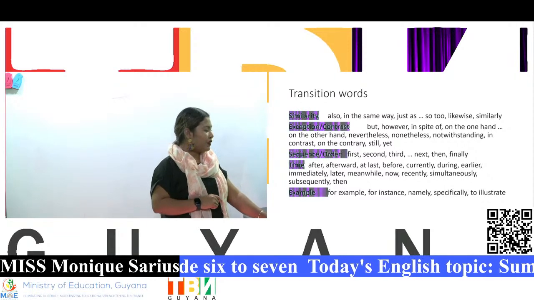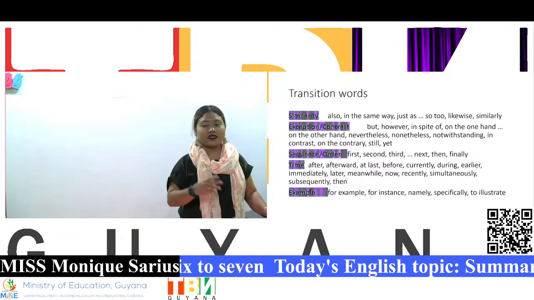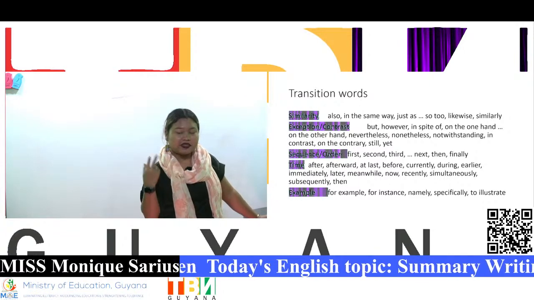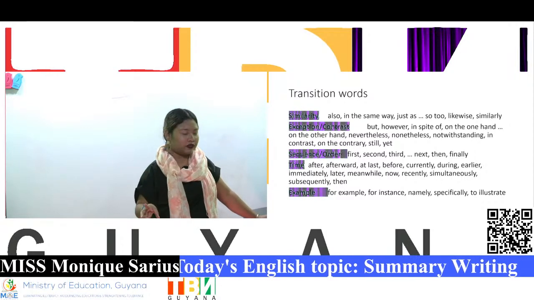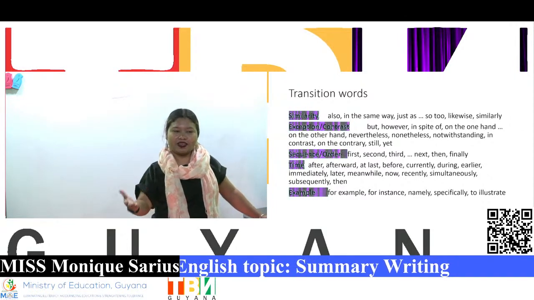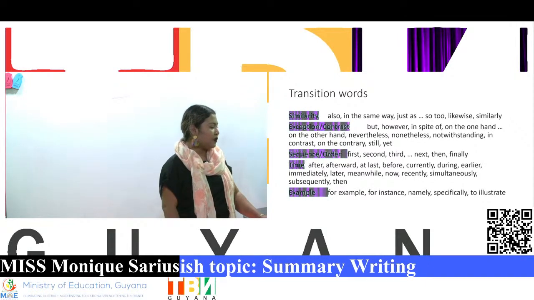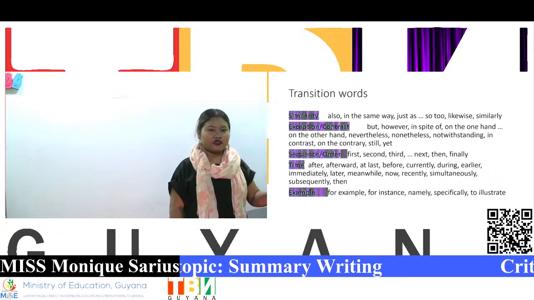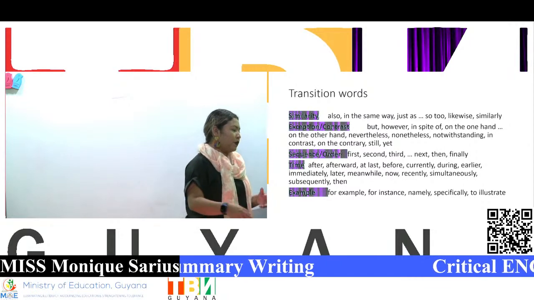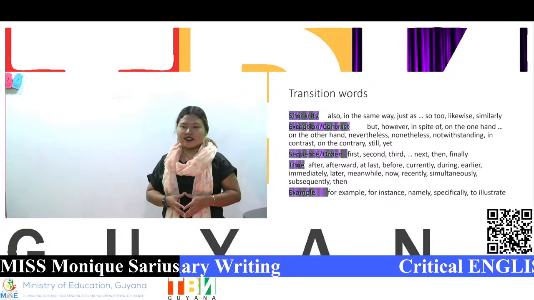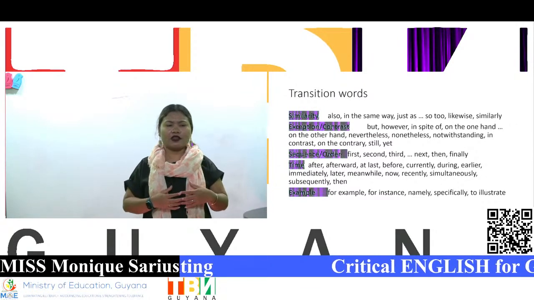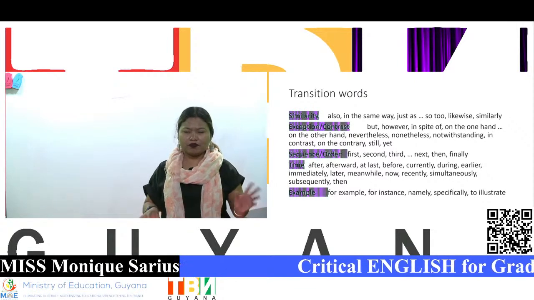also. So once you say also, that indicates to whoever's reading or listening to you that these two things are connected, or these several things are connected to each other. In the same way, that also tells you similarity. What's the other one that we have there? Just as, so too. So you're comparing thing one with thing two. Then what are the other two we have there? Likewise and similarly.